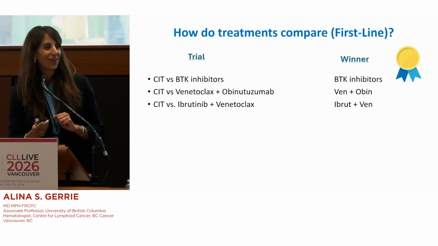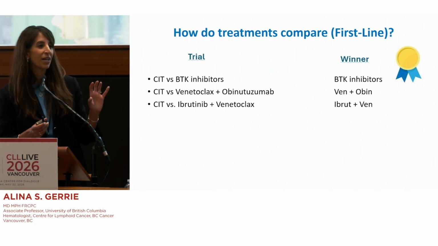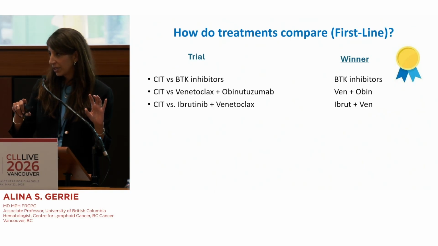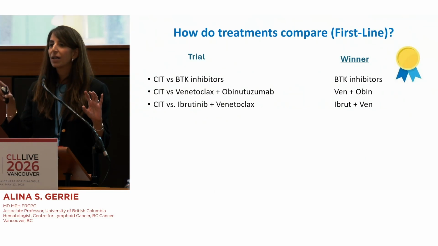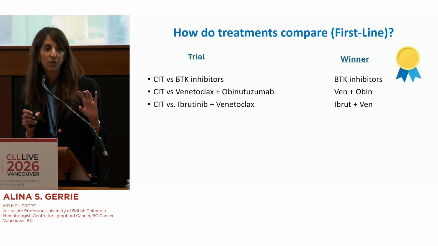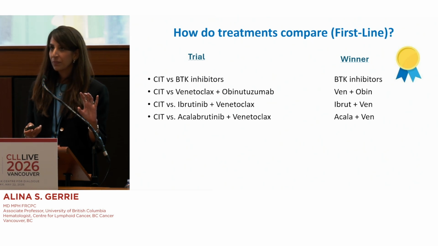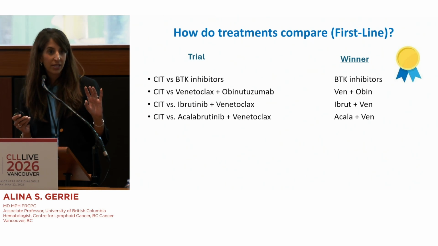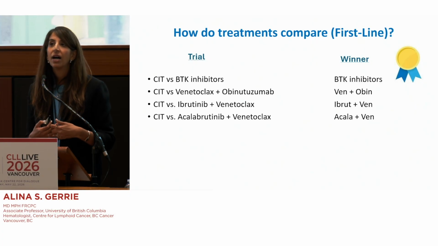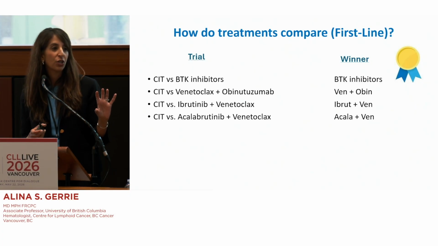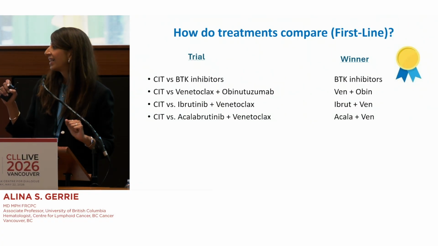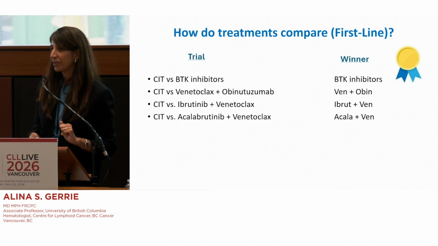Then we've had trials now comparing chemoimmunotherapy to the different combination of a BTK inhibitor, first with ibrutinib, plus a BCL2 inhibitor, venetoclax. So ibrutinib, venetoclax. And here, ibrutinib, venetoclax wins. And then, as I mentioned, most recently, we had a big clinical trial that we participated in Vancouver, comparing chemoimmunotherapy to the second generation acalabrutinib with venetoclax. And here, the acalaven wins out, okay?